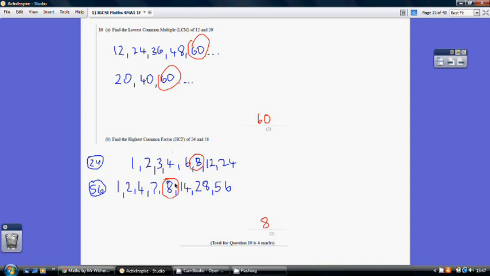So which is the highest common factor here? Common means in both lists, and highest obviously means which is the biggest one. So the highest common factor is 8.